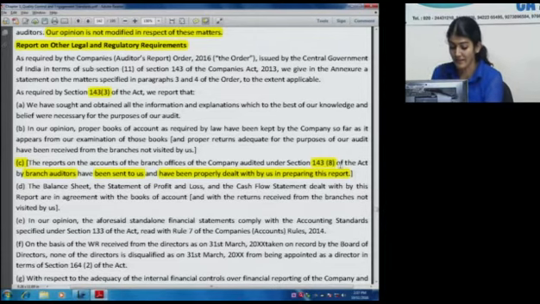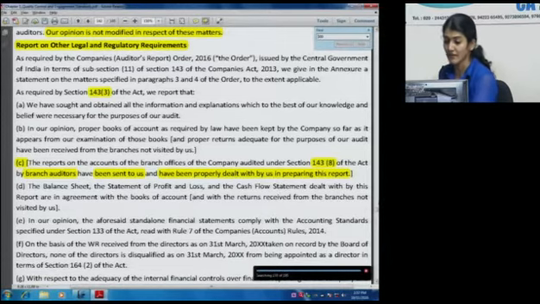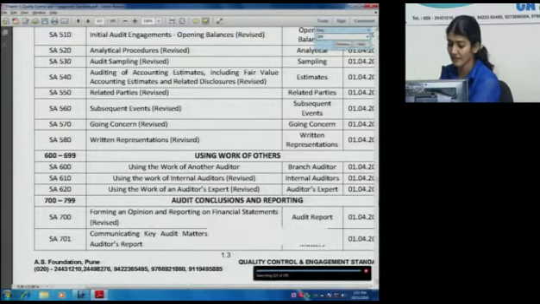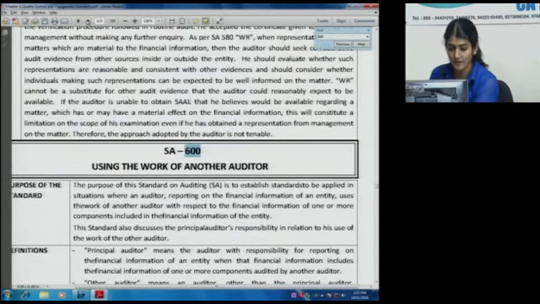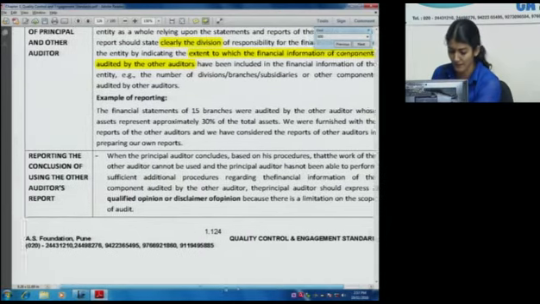Right. So that is SA 600, which is regarding using the work of another auditor. And the most important part of the standard is what? The evaluation. The C cube ADV. Okay, and now near that reporting part, you will write down over there.